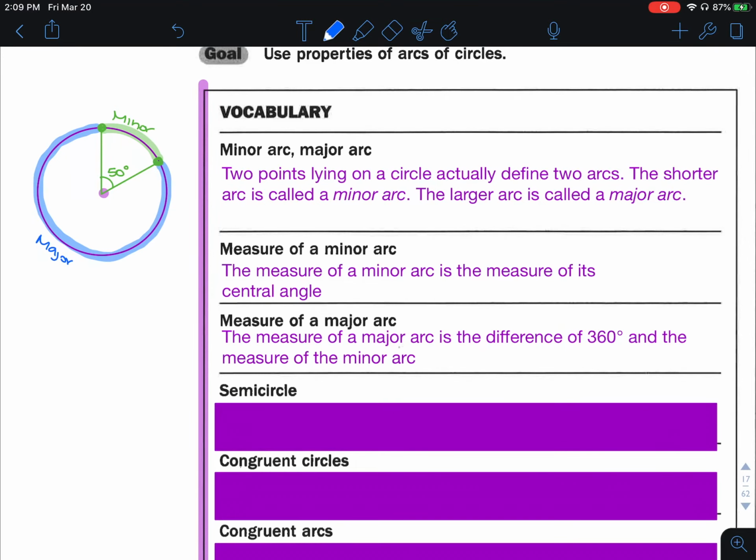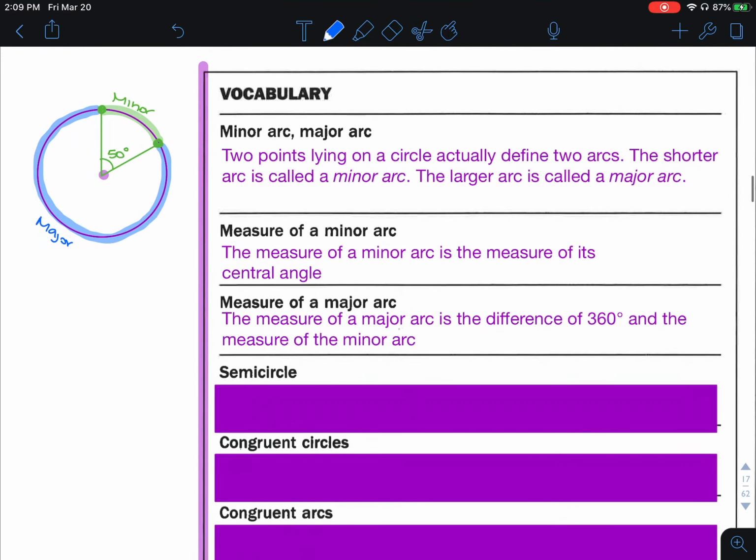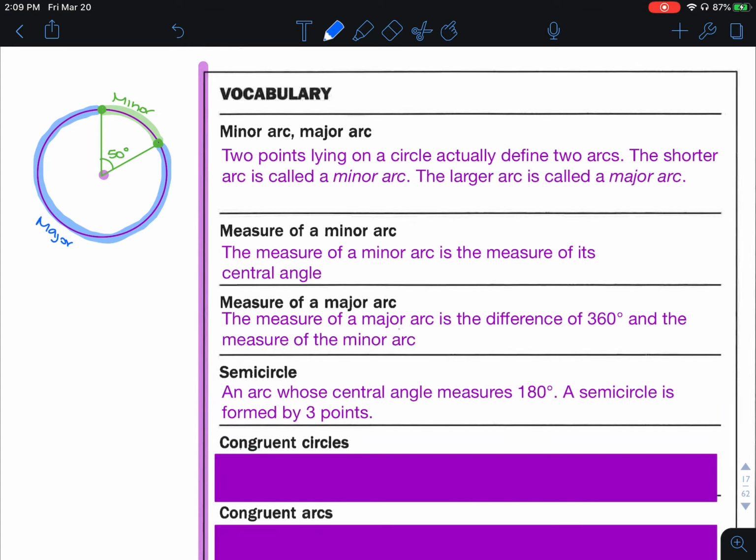Erase all this stuff. All right, let's talk about a semicircle. Well, we know what semi is, and we know what a circle is, right? A semicircle is half of a circle. Okay? An arc whose central angle measures 180 degrees. A semicircle is formed by 3 points.